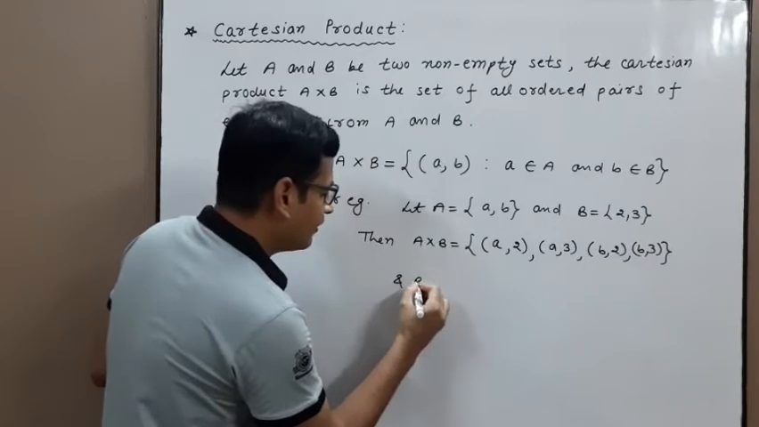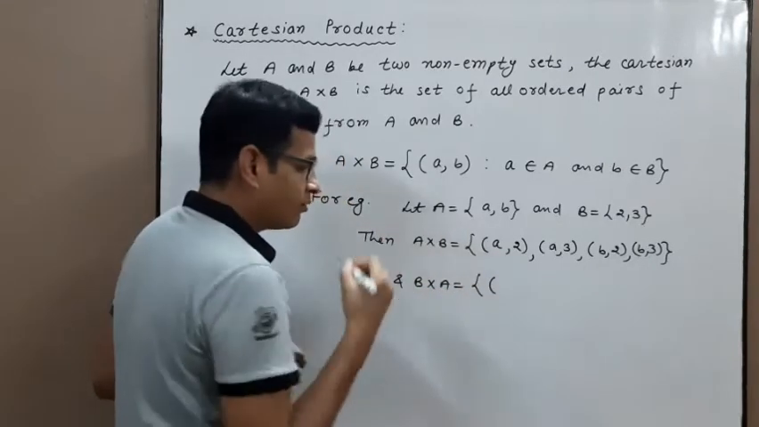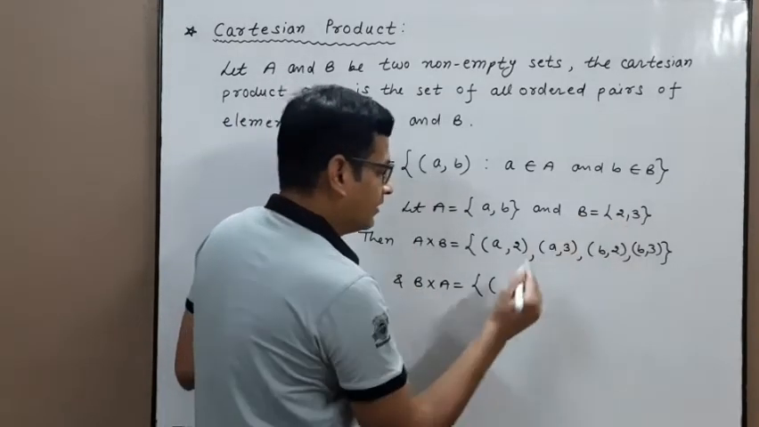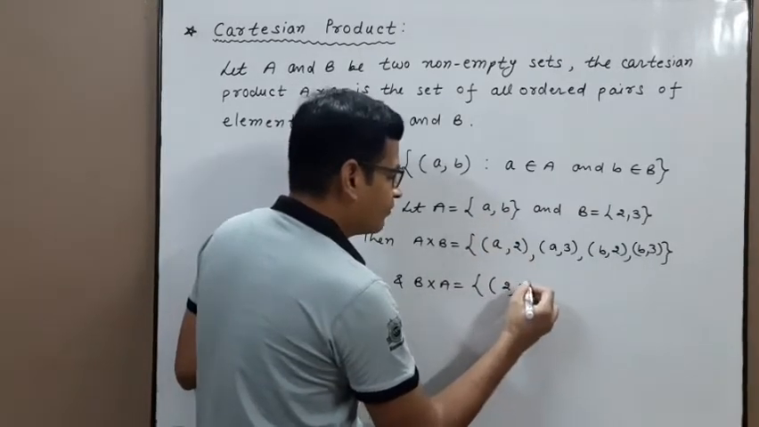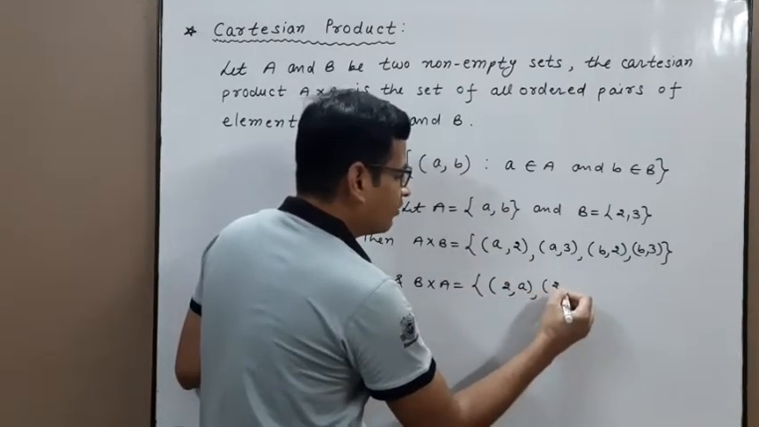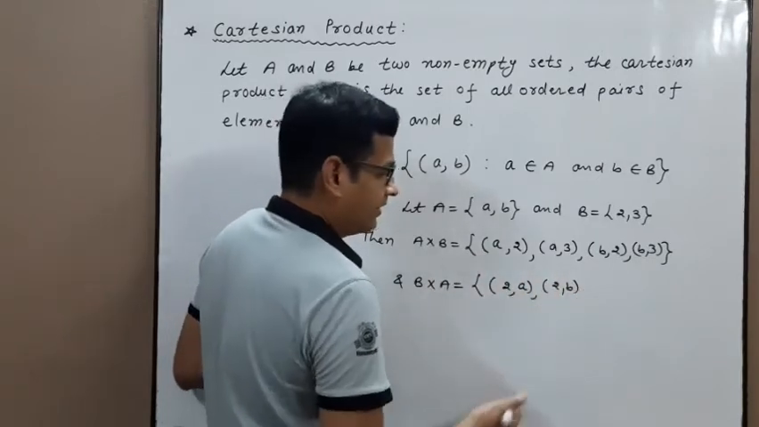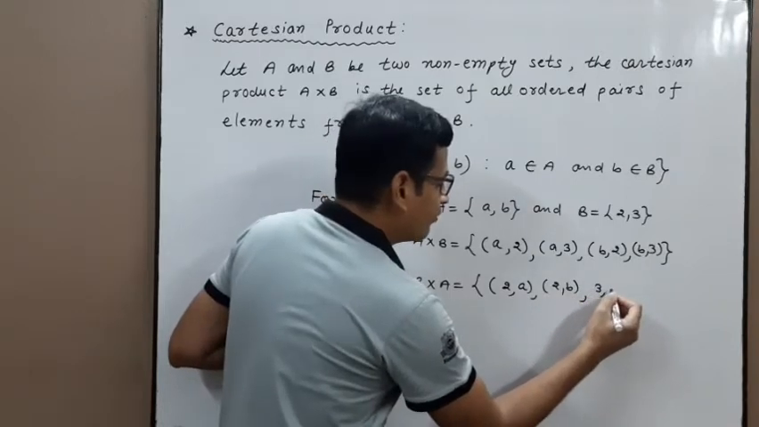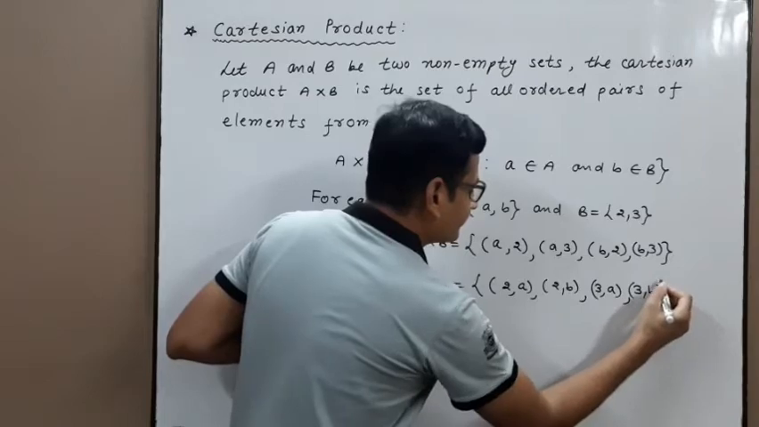And B cross A is a set of ordered pairs. This time take the first element from the second set, 2, and the second element either a or b. So first (2, a) and then (2, b). Here order is not important. You can write first (2, b) and then (2, a). After this (3, a), (3, b).